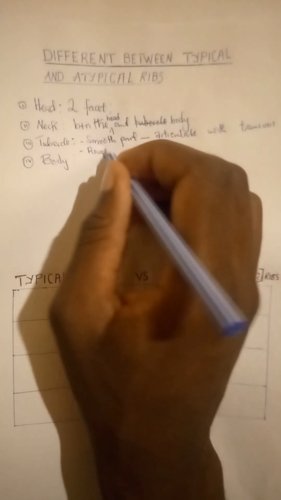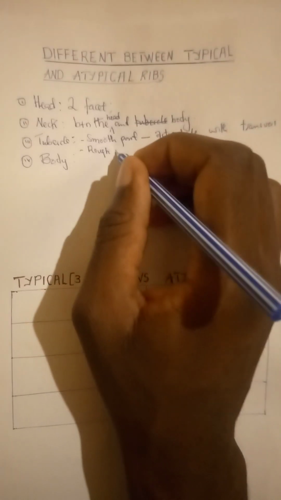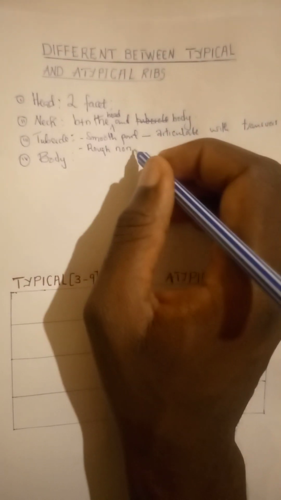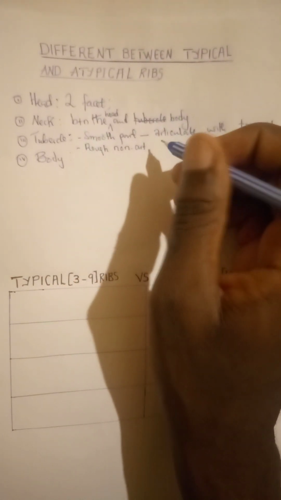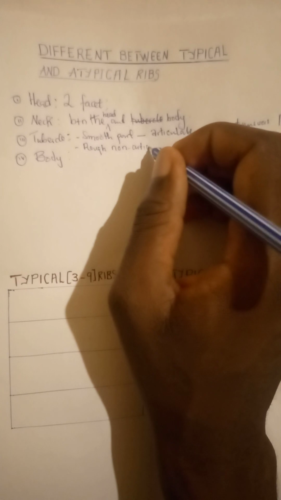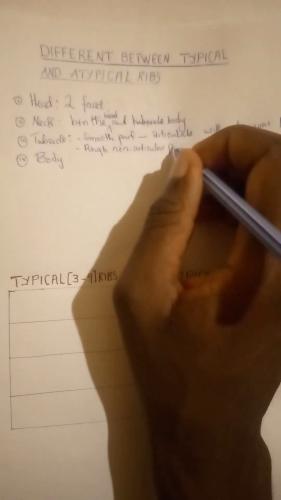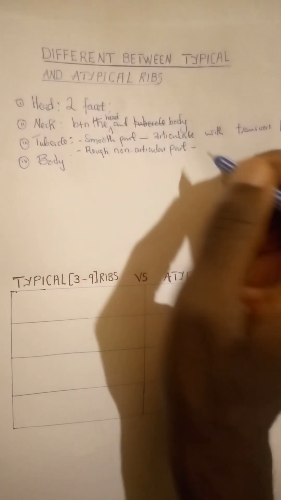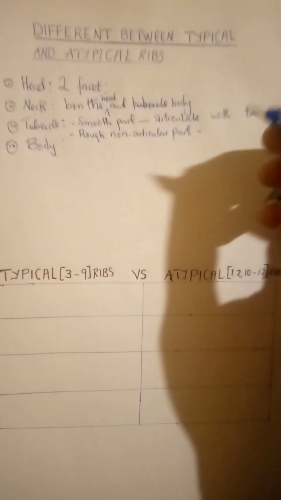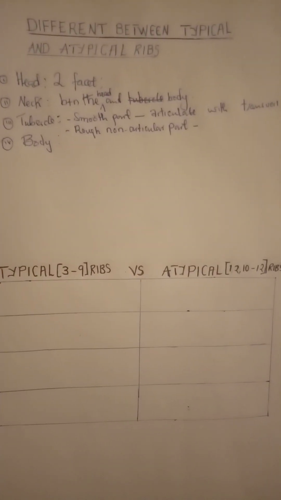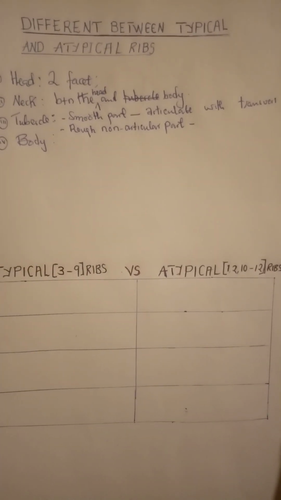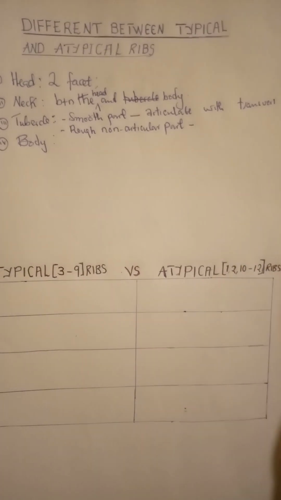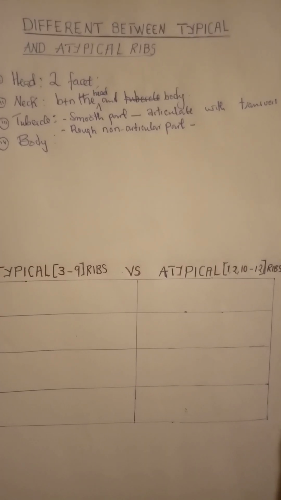And then we also have the other one, which is the rough, non-articular part. Basically this one doesn't articulate. It just provides attachment for the ligament. Basically that's what it provides.